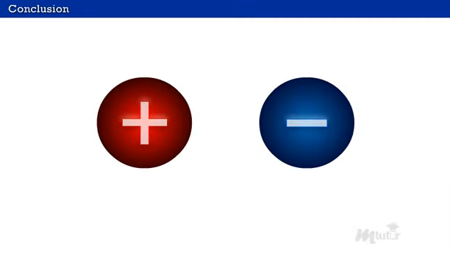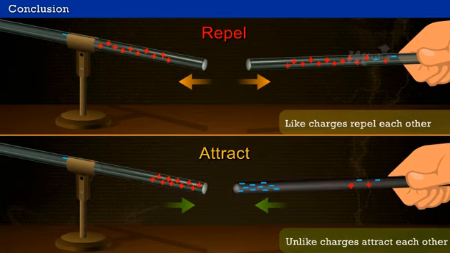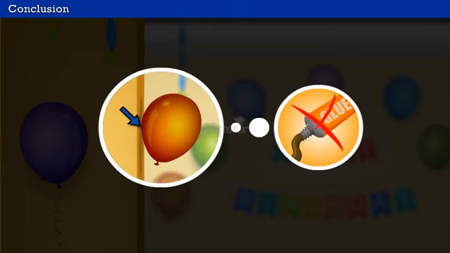Conclusion. From this, we infer that there are only two kinds of charges in nature, and they are called positive charge and negative charge. And the two kinds of electrification are: like charges repel, and unlike charges attract each other. And this is how the balloons are electrically charged, and get attached to the walls without any adhesive.